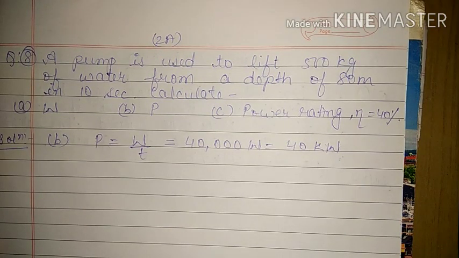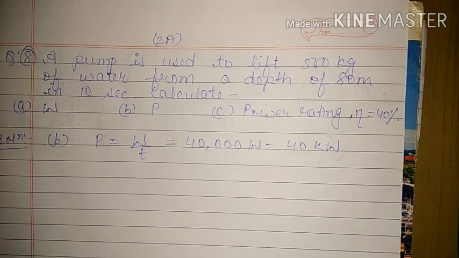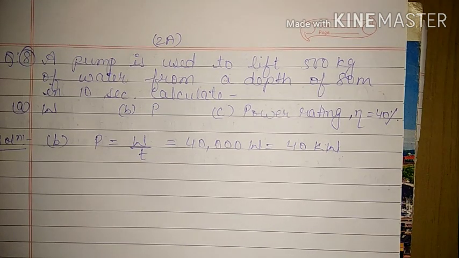So today we will solve numerical questions of exercise 2B, but before that we have to see one doubt from exercise 2A, that is question number 8 part C. Question number 8 is: a pump is used to lift 500 kg of water from a depth of 80 meter in 10 seconds. Calculate the amount of work done, power and power rating when efficiency is equal to 40%.